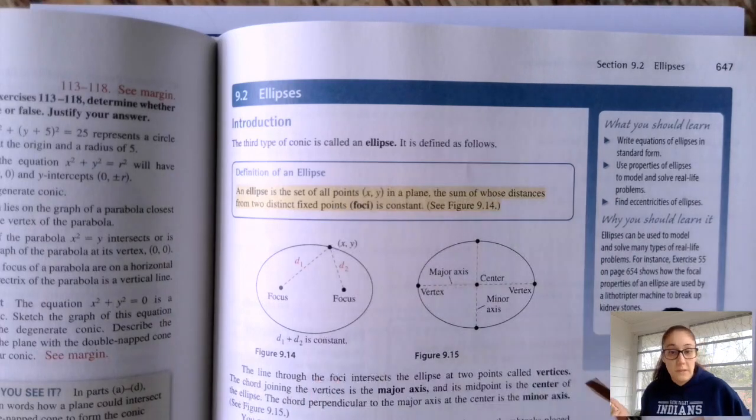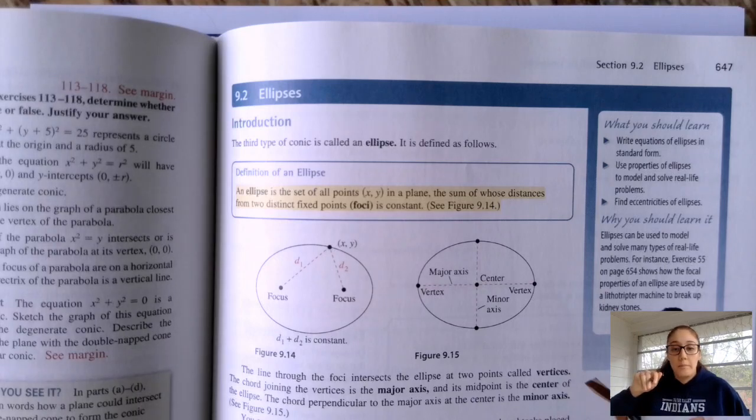So an ellipse is basically an oval, right? It's not perfect like a circle, right? A circle from the center has the same radius all the way around. That's not true for an ellipse. All right, so let's talk about the different parts of an ellipse.